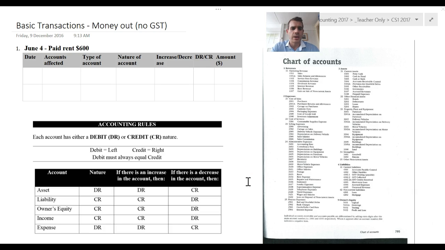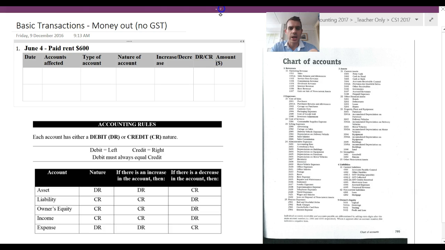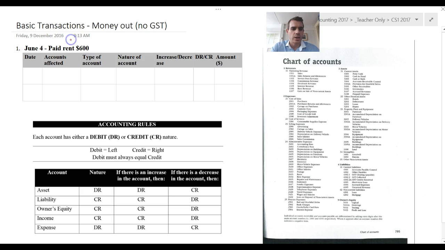In this video, we're going to be looking at basic transactions when money is going out of the business. So let's start with this example here. On June 4, we paid rent, which cost us $600. So two accounts affected here. The first account that's going to be affected is our cash at bank because we're paying rent. So our cash at bank is going to go down. The other account affected is this rent expense. So under expenses, we're going to have down here our rent account. So they're the two accounts affected.